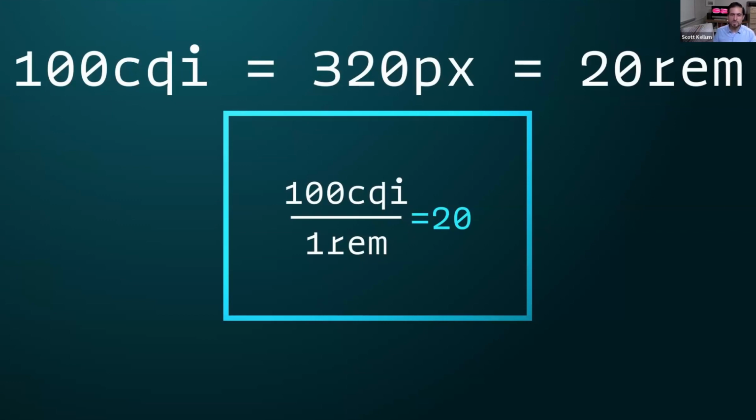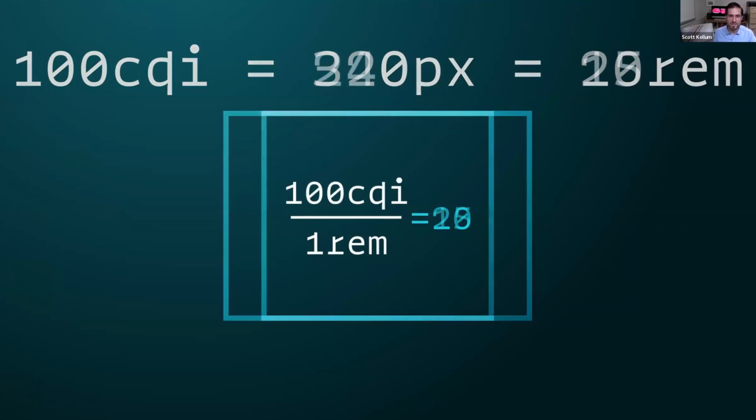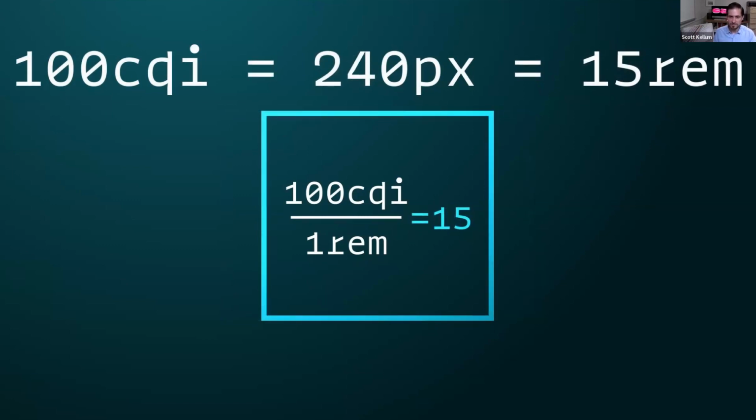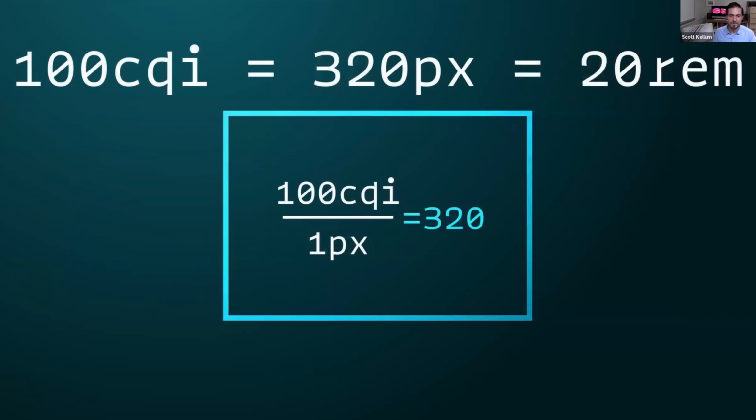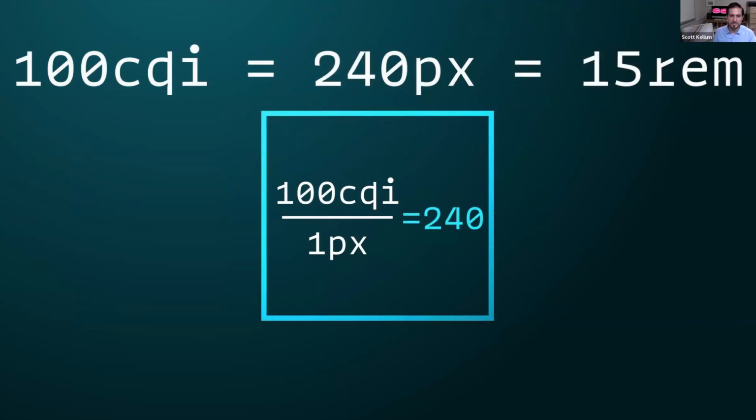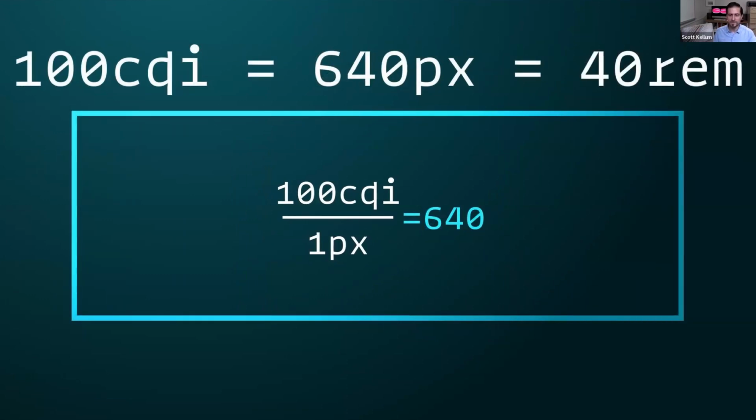And this can change depending on the box size. So as the box changes size, so here's 20. If it gets smaller, then it would result in 15 or 40. And all of this happens at runtime. If we want to use pixels, then we add pixels at the denominator. So divide by pixels. We get 320. 240 at this smaller size, or we can go up and the result is 640. Again, all real time at runtime.